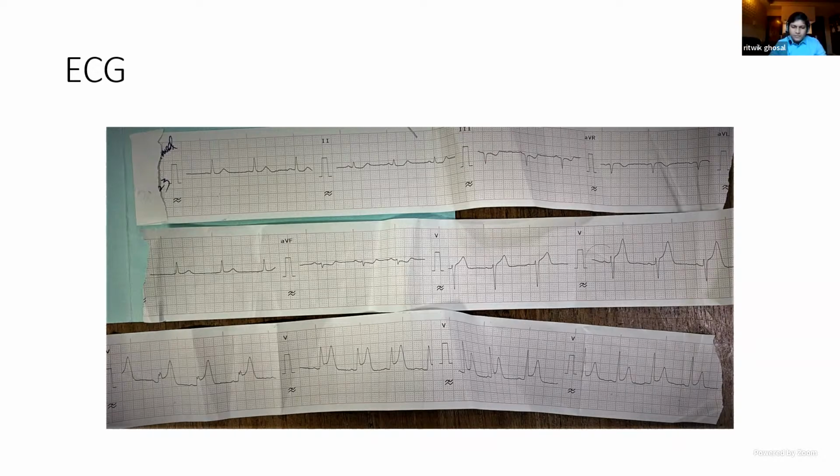Okay. And clearly there is no other arrhythmia. But the changes are from V2, V3, V4, more in V3, V4. Right. And there is no bundle branch block.